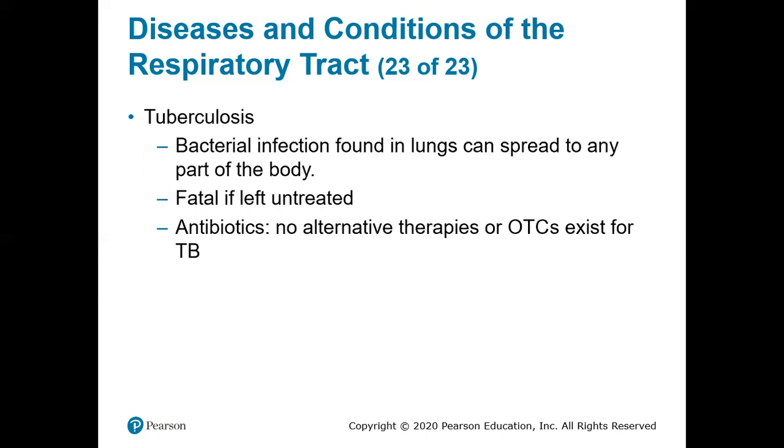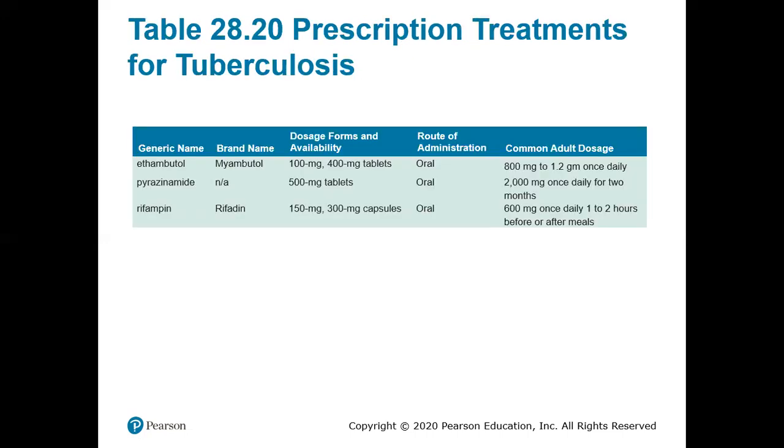Tuberculosis. This is a bacterial infection found in lungs that can spread to any part of the body. It is fatal if left untreated. Antibiotics, no alternative therapies or over-the-counters exist for tuberculosis. So Table 28.20 on page 457 details the prescription treatments for tuberculosis. And as you can see, there just are not a lot of them.